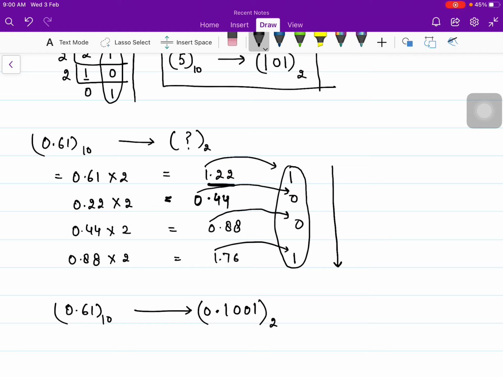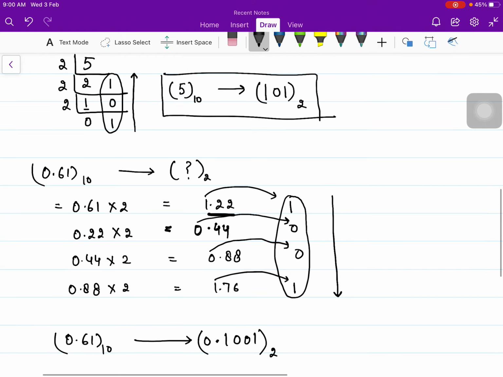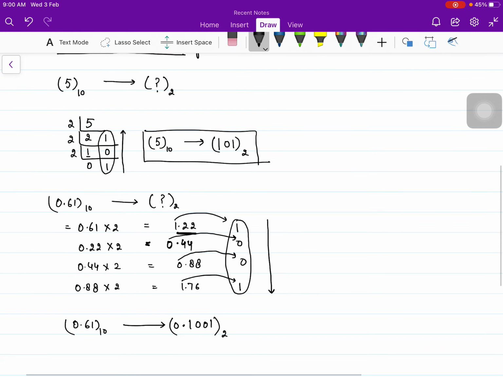I hope it is clear to everybody. If you are asked to convert, for example, 5.61 into the binary number system, then calculate the binary equivalent of 5, that means the whole number, separately, and calculate the binary of the numbers given after the decimal point separately, and then combine the final answer. So this is how we convert a decimal number into the binary number system.